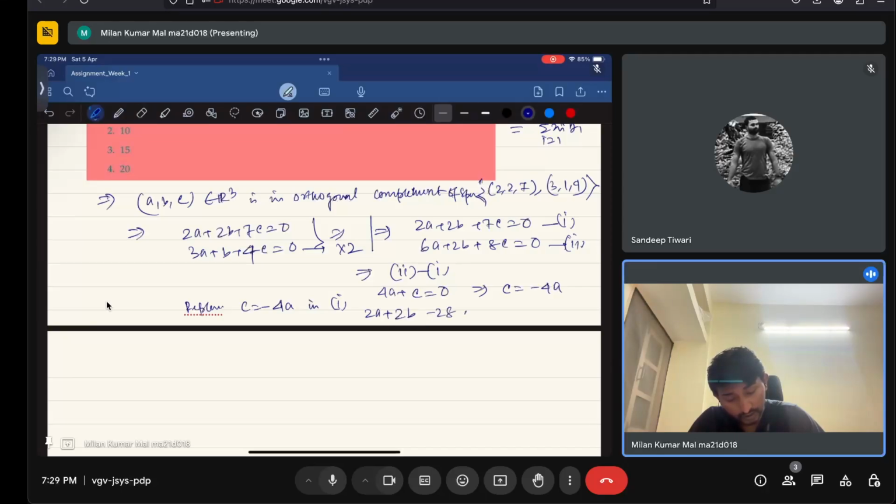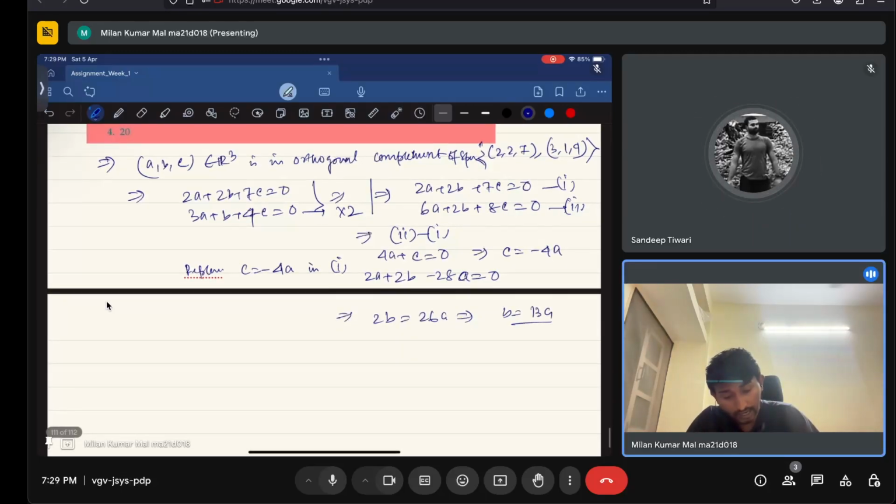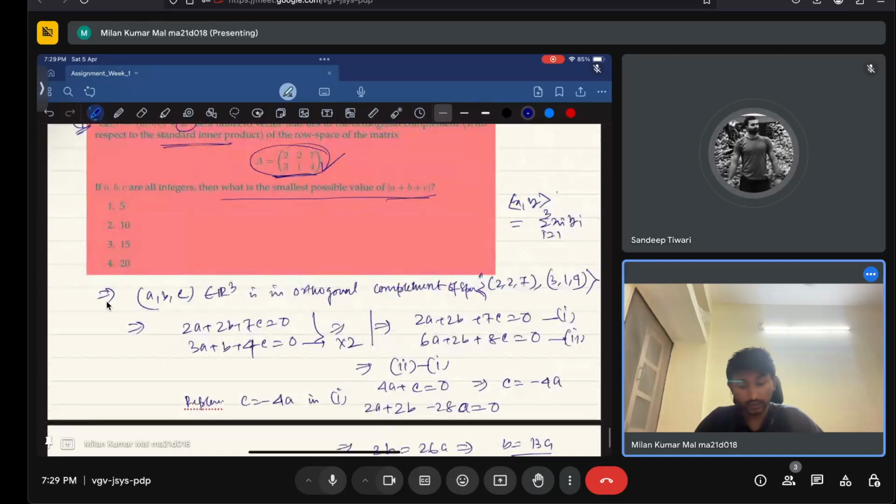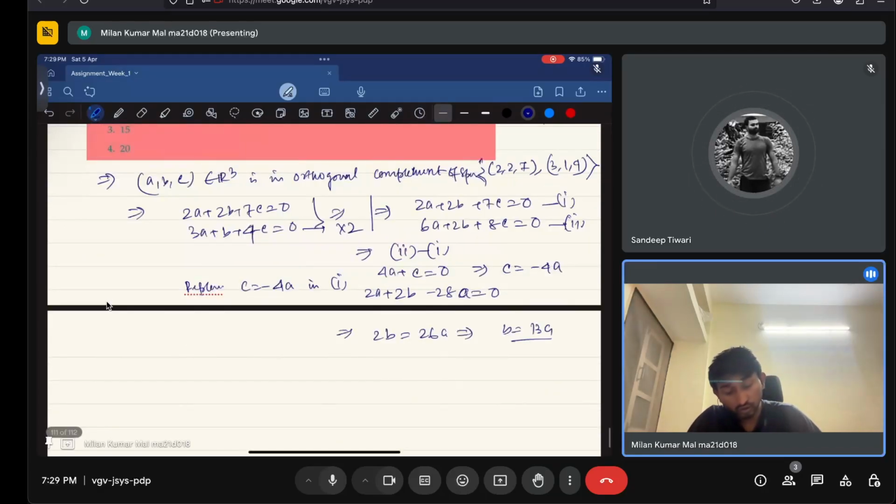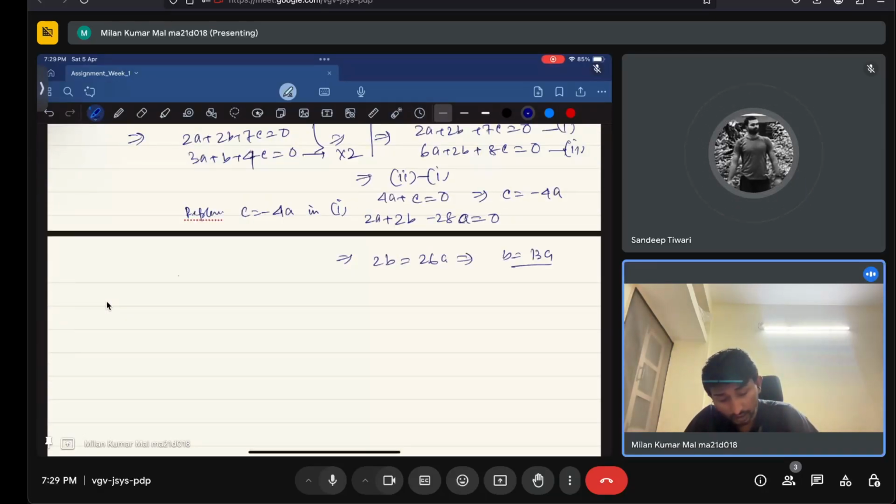Minus 28c plus 28a equals 0, right? So therefore what I am getting is 2b equals 26a, that means b is equal to 13a. So therefore here it is asked what is the mod of ABC. So what one can write here is that ABC is always something, one can write it as a times (1, 13, minus 4), right?